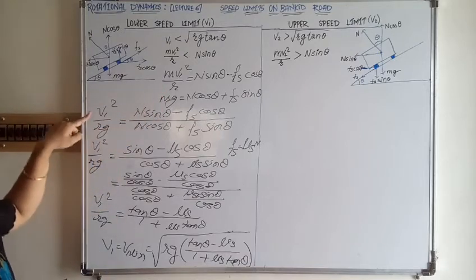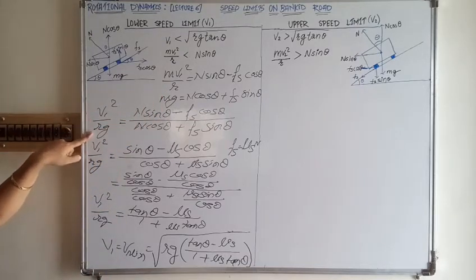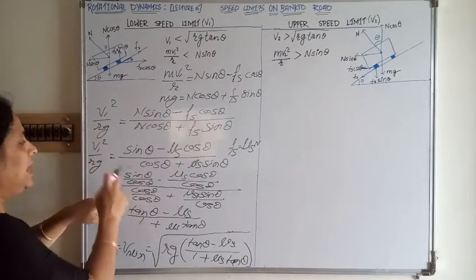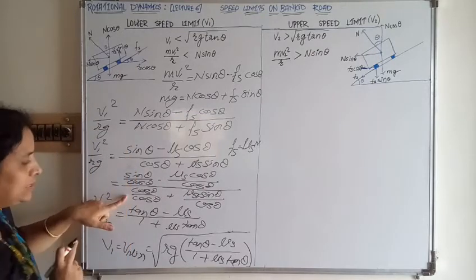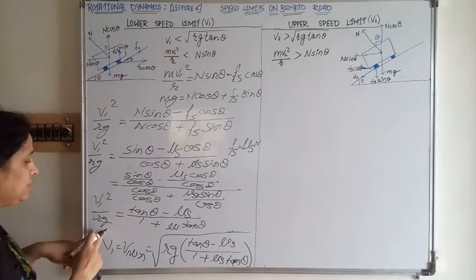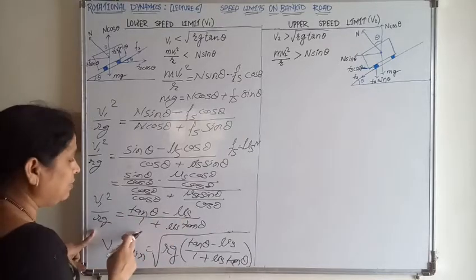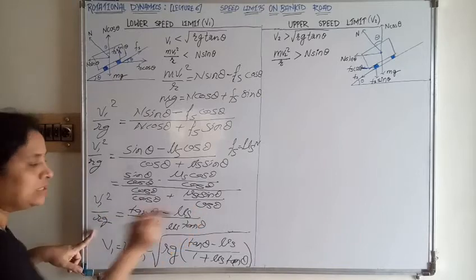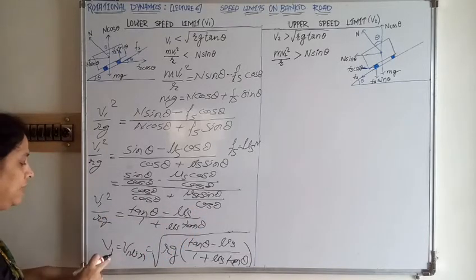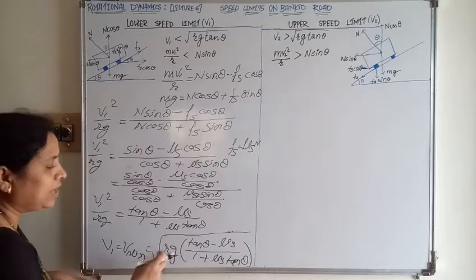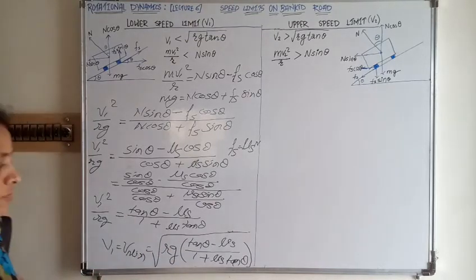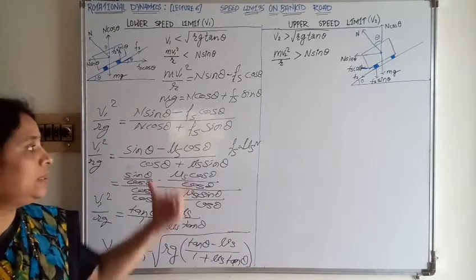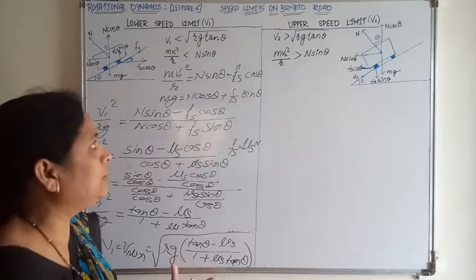I divide that equation, we get v1 square by rg. Then I put the value of Fs, that is mu s n. I get this equation. Then I divide both the numerator and denominator by cos theta. You will get v1 square by rg is equal to tan theta minus mu s upon 1 plus mu s tan theta. From that we get v1 square is equal to rg into this expression. So we can write v1 is equal to v minimum, that is under root rg, tan theta minus mu s upon 1 plus mu s tan theta. In your book these equations are given directly, so you must solve it in your book.